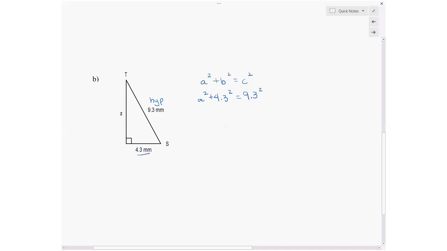But I want to get a squared. So let's think about this for a second. If I said 2 plus 3 is 5, to get 2 from 3 and 5, it would be 5 minus 3 is 2. So a squared is equal to 9.3 squared minus 4.2 squared. So basically, if you're trying to solve for a leg, you're always going to subtract, and you're going to subtract from the hypotenuse. Everything's going to be squared, so hypotenuse squared minus the other leg squared.